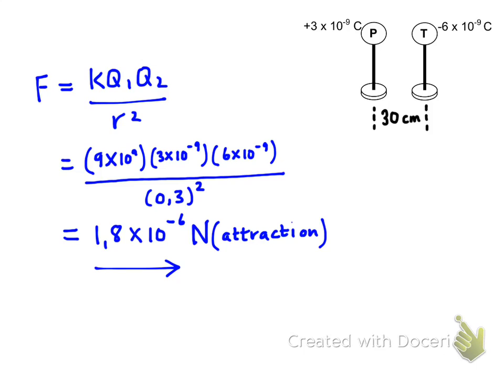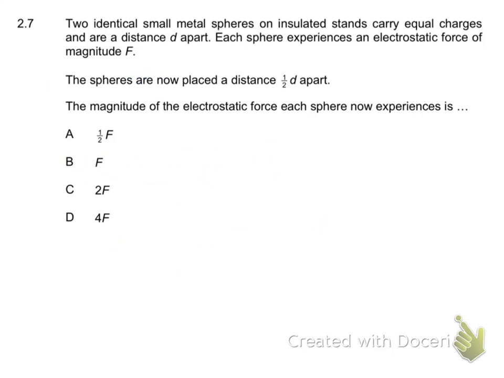and we can see that that's a force of attraction because we have a positive charge, that's P, and a negative charge, T, so opposite charges would attract. The second problem is commonly asked as a multiple choice problem, and what we would call a ratio problem. So let's have a look.